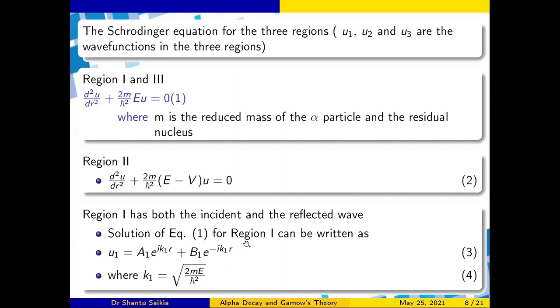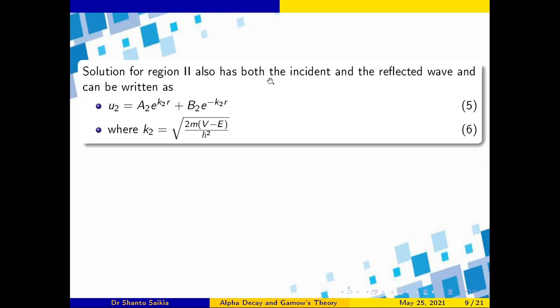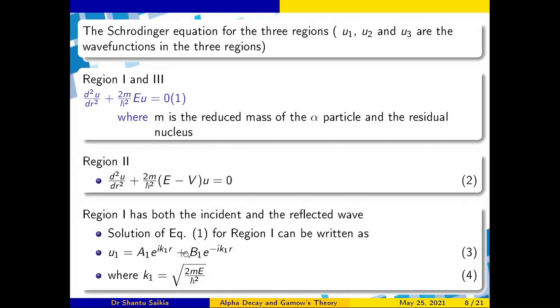So we can write down the solution for region 1 as this, and for region 2, which has both the incident and the reflected wave, the solution can be written as U2 is equal to A2 e to the power K2R plus B2 e to the power minus K2R. Here, this is the incident and this is the reflected. You can see the wave vector negative sign here is positive. So this represents the incident wave, and this the reflected wave from the barrier. A1 and B1 are constants here.